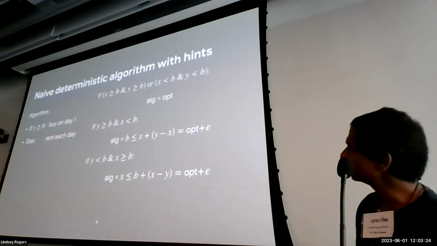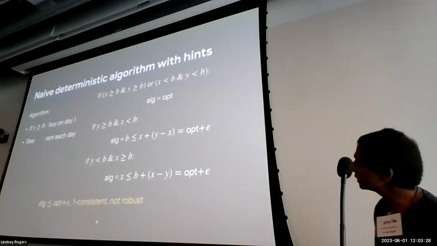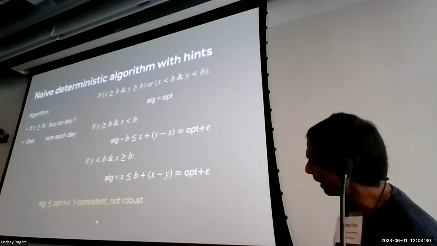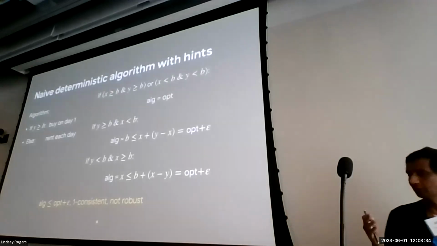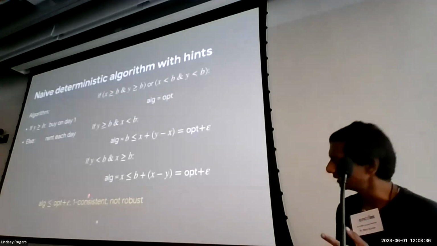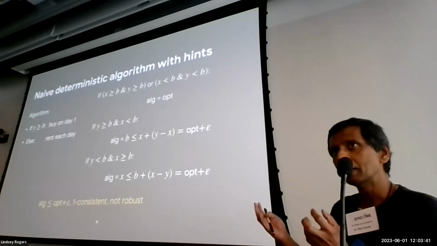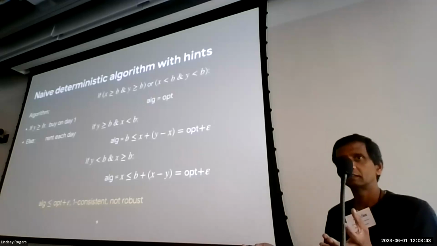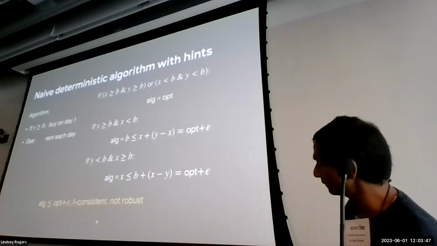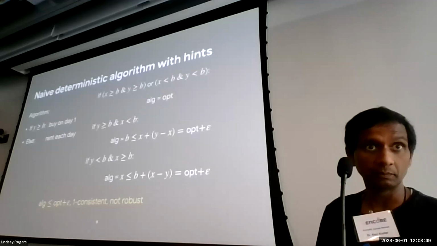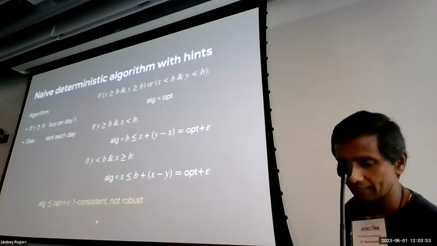So it turns out that this is not a good idea. The analysis shows the algorithm's performance is always at most optimum plus epsilon. In other words, it is consistent, but not robust. You can easily throw the algorithm off by providing a very large error, which is not desirable. You might have a huge error if the machine learned model gives you a bad prediction. The analysis is a simple case analysis, I'll skip it.